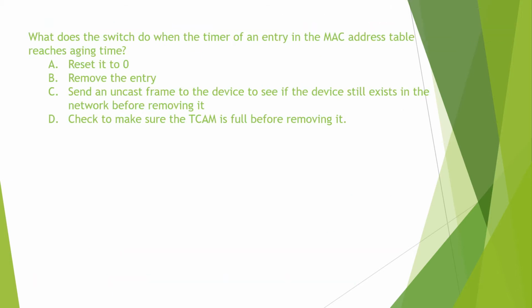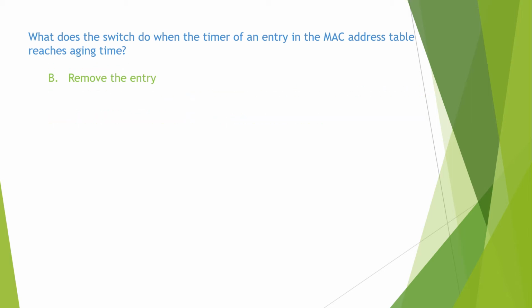The question reads, what does the switch do when the timer of an entry in the MAC address table reaches aging time? When the timer of an entry reaches aging time, the switch will remove the entry from the MAC address table. Therefore, the answer for this question is B. You can find the detailed explanation for this question in the video, How a Cisco switch manages MAC address table.